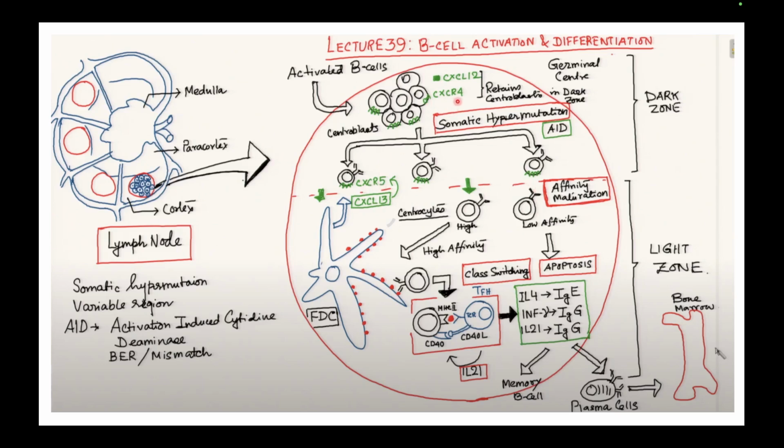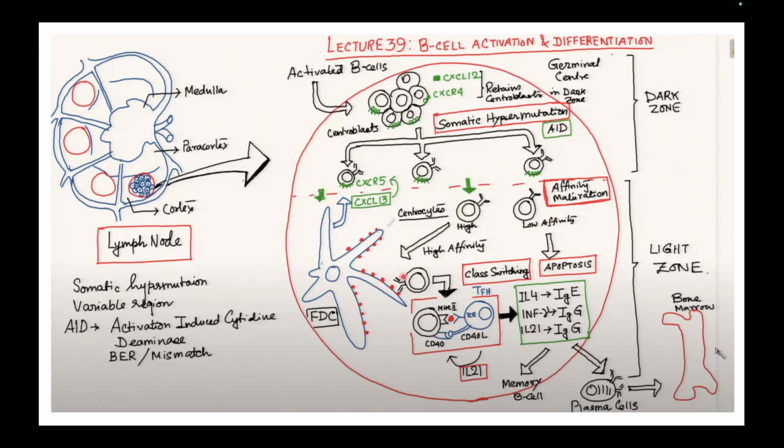For example, from CXCR4, now they start expressing CXCR5, and there is this particular CXCL13 which is secreted by the FDC in the light zone, and that tries to bring these centroblasts from the dark zone of the germinal center to the light zone of the germinal center. Then these are called centrocytes, and now these centrocytes are facing many different antigens. Those lymphocytes which have high affinity towards the antigen will be selected, and low affinity lymphocytes will be removed by apoptosis.